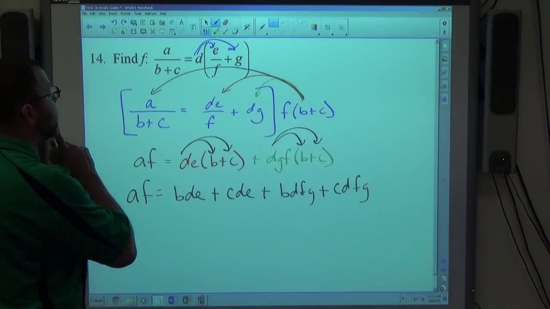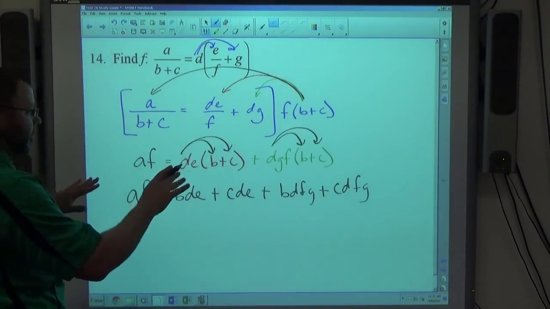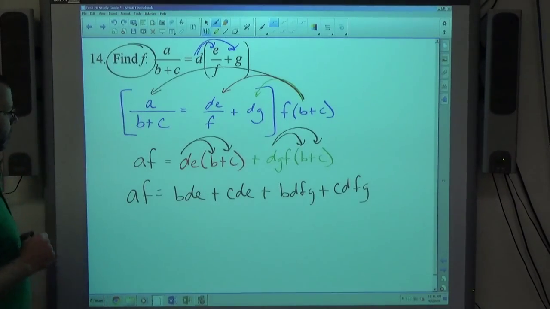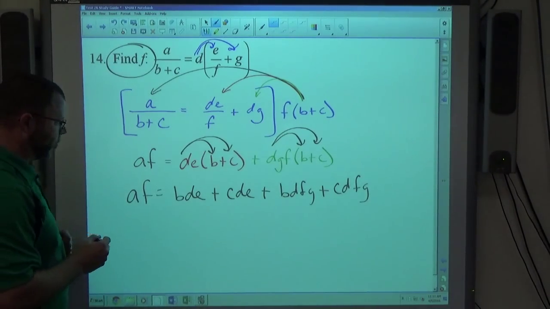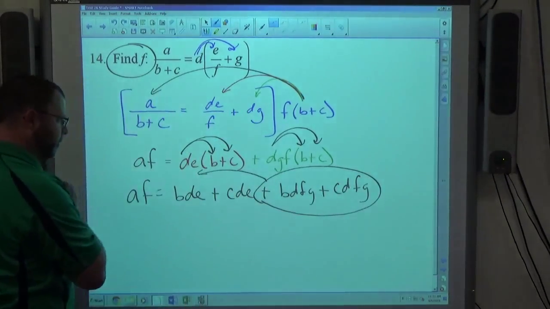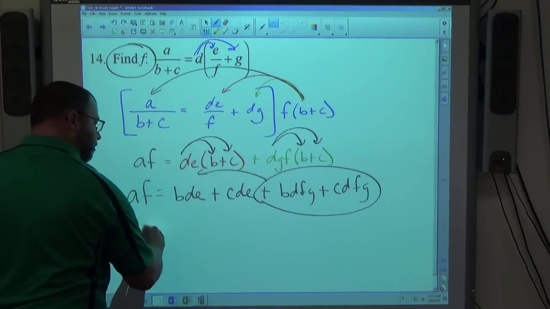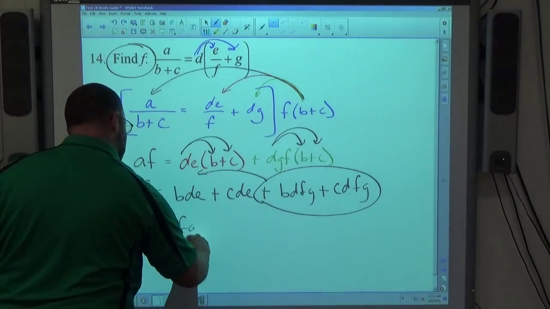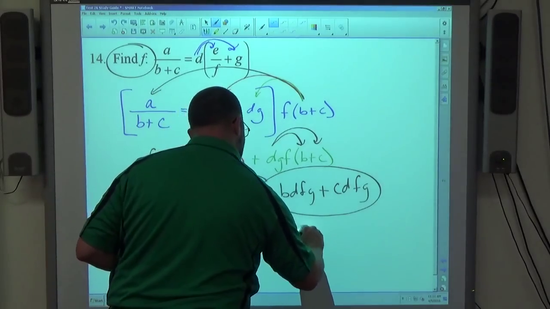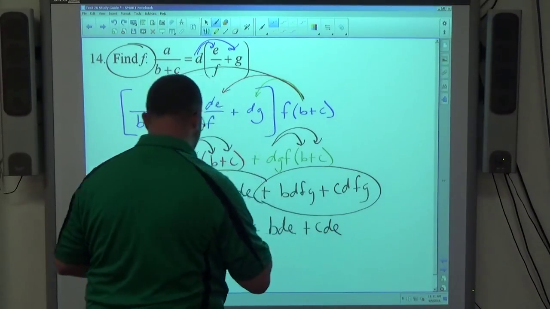Okay. That gets me all this, and at this point, what I want to do is find f. So at this point, what I care about is what I'm trying to find. Everything containing f has to go to one side. So I'm going to move that BDFG and CDFG over to the left. So AF minus BDFG minus CDFG is equal to BDE plus CDE.